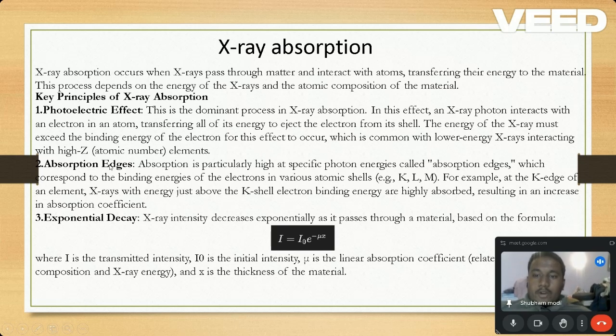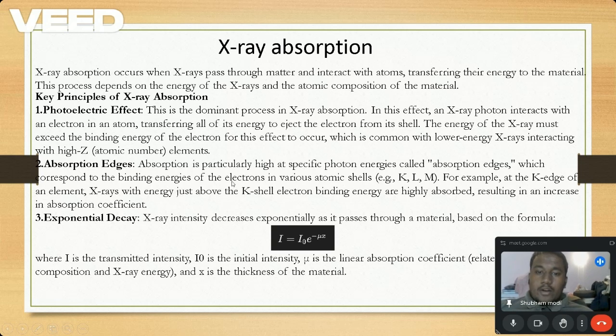And for the absorption edges, absorption is particularly high at specific photon energies called absorption edges, which correspond to the binding energies of the electrons in various atomic shells. And for the exponential decay, we can calculate the decay of the intensity of X-ray by this formula: I equals I naught e raised to minus mu x, which means there is an exponential decay in the intensity of the X-ray.